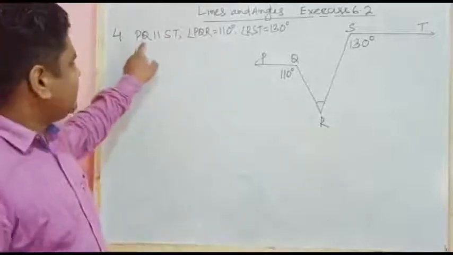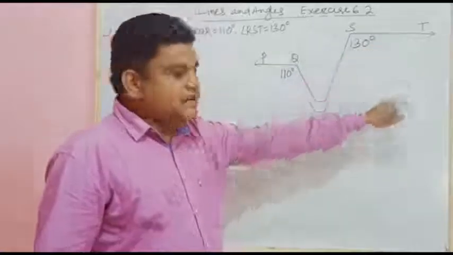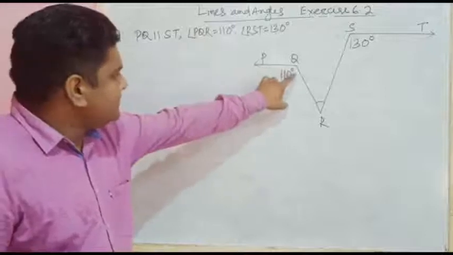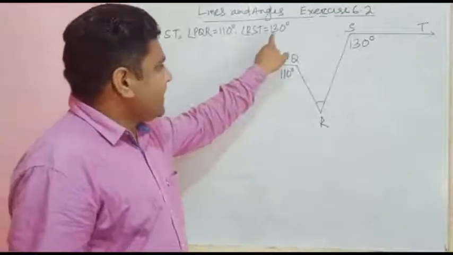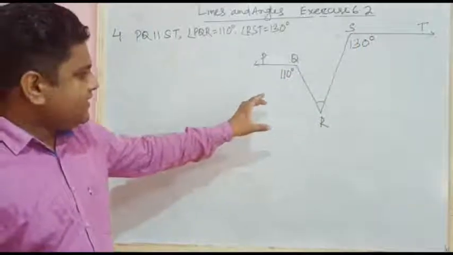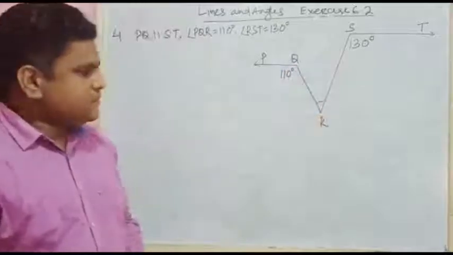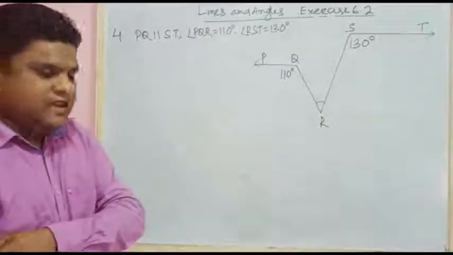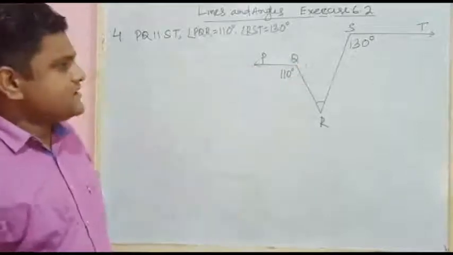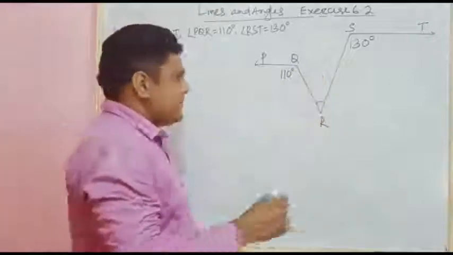Number 4, it is given that PQ is parallel to ST, means this line and this line are parallel to each other, and it is also given that angle PQR, this one, is 110 degrees, and angle RST, this one, is 130 degrees. We have to find the value of angle QRS. We have to find this. For this purpose, let's draw a parallel line, or let's extend PQ that intersects SR at any point.